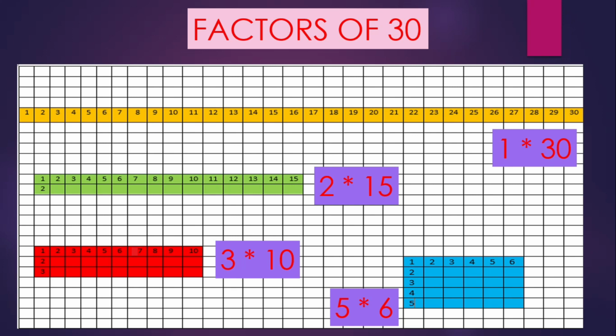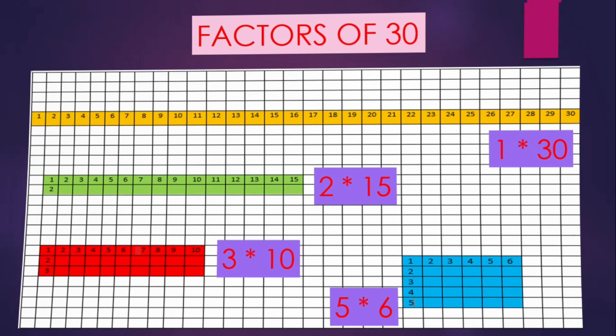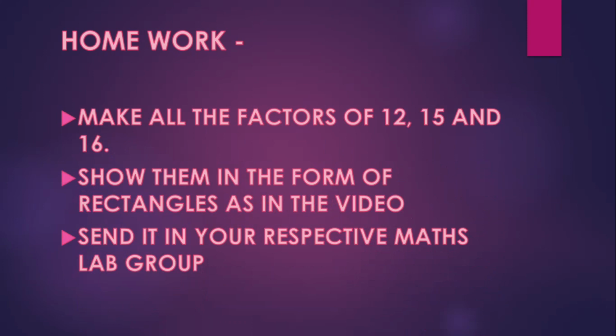So I hope children you must have understood the concept very well, and now comes the homework part. In homework you have to make all the factors of the numbers 12, 15 and 16. I am again repeating, you have to make all the factors of these three numbers and then show them in the form of a rectangle as you have seen in the video, and then send this homework in your respective Maths Lab group. So that's all for the day.